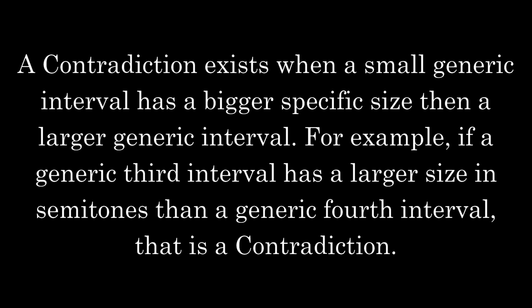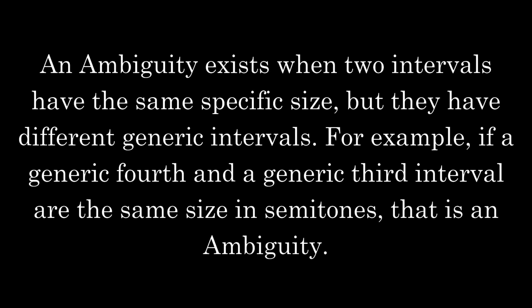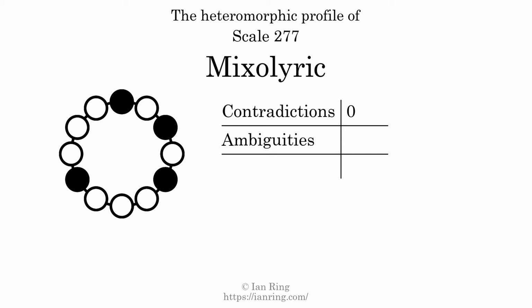A contradiction exists when a small generic interval has a bigger specific size than a larger generic interval. For example, if a generic third interval has a larger size in semitones than a generic fourth interval, that is a contradiction. The number of contradictions in this scale is 0. An ambiguity exists when two intervals have the same specific size, but they have different generic intervals. For example, if a generic fourth and a generic third interval are the same size in semitones, that is an ambiguity. The number of ambiguities in this scale is 4.